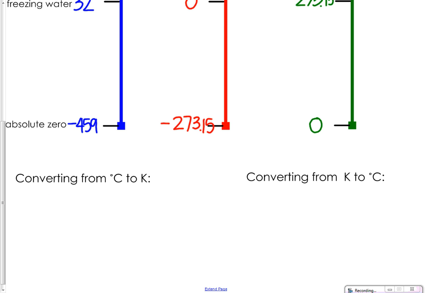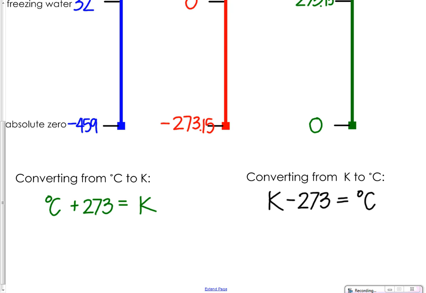So if I have a degree Celsius and what I want to do is get it to Kelvin, hopefully you figured out that you just need to add 273. Now, technically, it could be 273.15, but we're not going to be that worried about it. So we'll say simply that to convert from degrees Celsius to Kelvin, all you do is add 273. If what you want to do is take the Kelvin temperature and turn it back to Celsius, all you have to do is subtract 273. So the Kelvin temperature minus 273 would give us degrees Celsius.